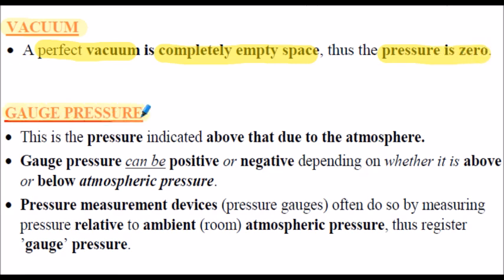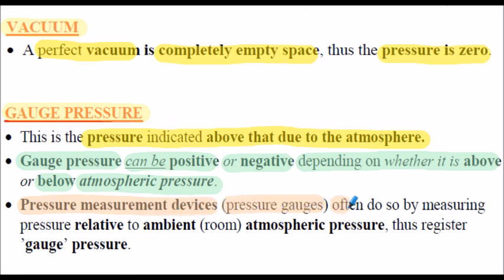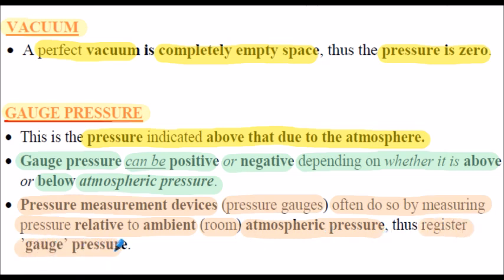Gauge pressure. This is the pressure that's indicated above that due to atmospheric pressure. Gauge pressure can be positive or negative, depending on whether it is above or below the atmospheric pressure. Pressure measurement devices, in other words pressure gauges, often do so by measuring pressure relative to the ambient, that's the room atmospheric pressure. So thus these pressure gauges register gauge pressure.